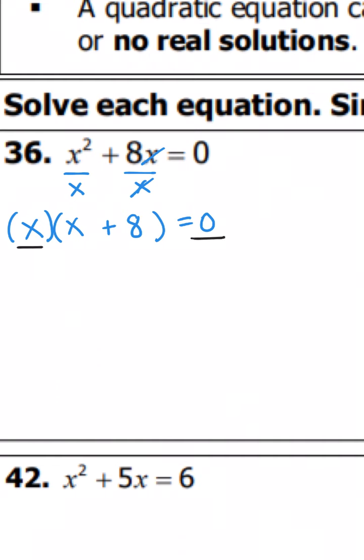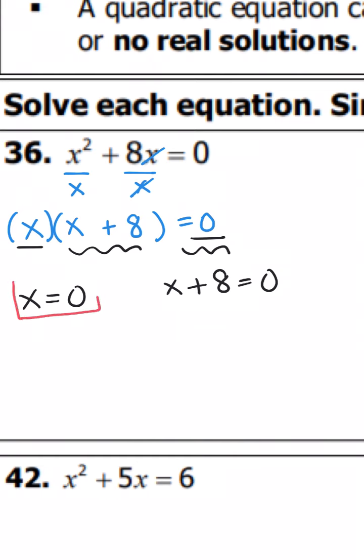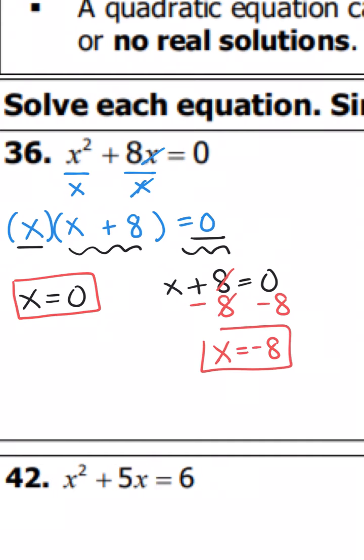So we're going to set the x equal to 0, and we're going to set the x plus 8 equal to 0. And we're going to solve both of those for x. Well, of course, this is already solved for x. x equals 0 is one of our solutions. The other one, I would subtract 8, put it on the other side, and my other solution is x equals negative 8. So the solution to this quadratic is 0 and negative 8.